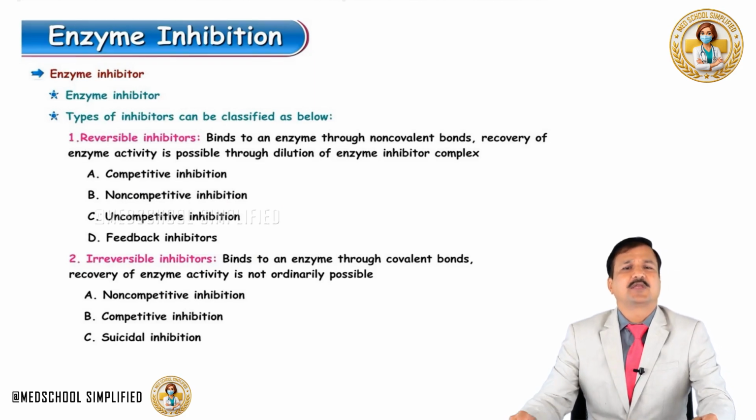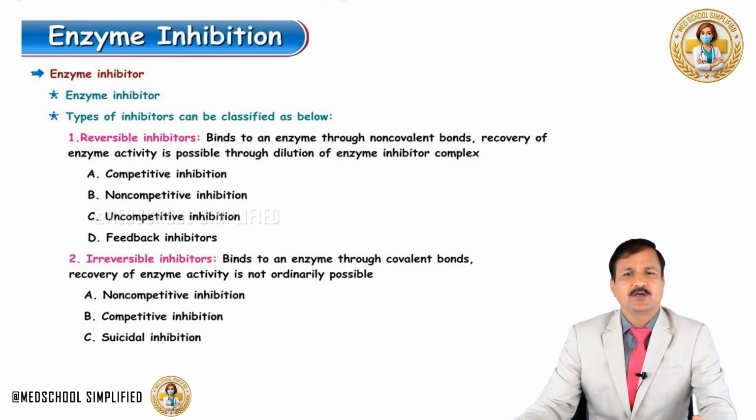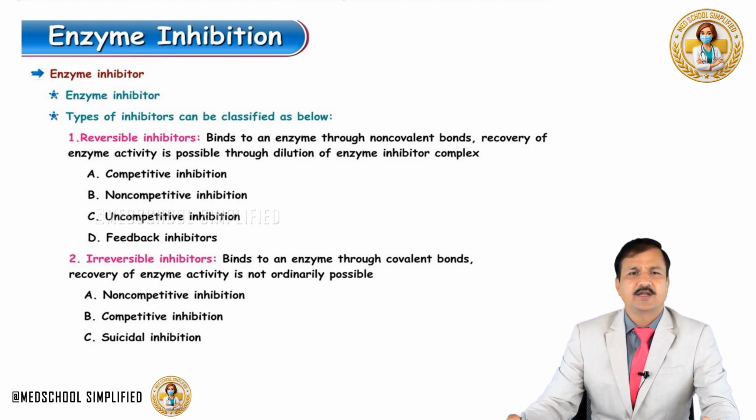What is an enzyme inhibitor? An enzyme inhibitor is an external substance or chemical that has an inhibitory effect on an enzyme. Broadly, enzyme inhibitors can be classified, based on their action on the enzyme, as reversible inhibitors and irreversible inhibitors.